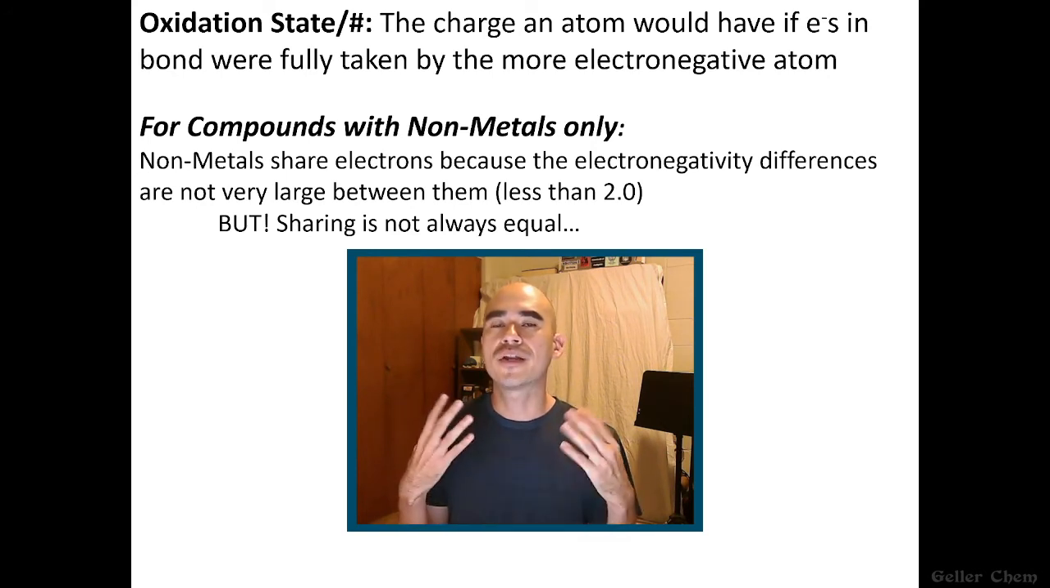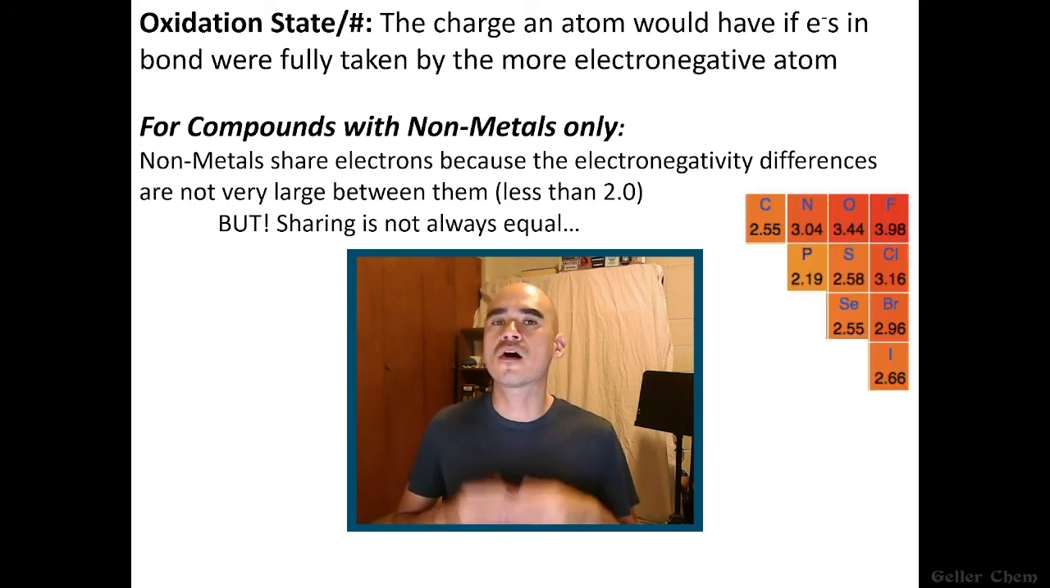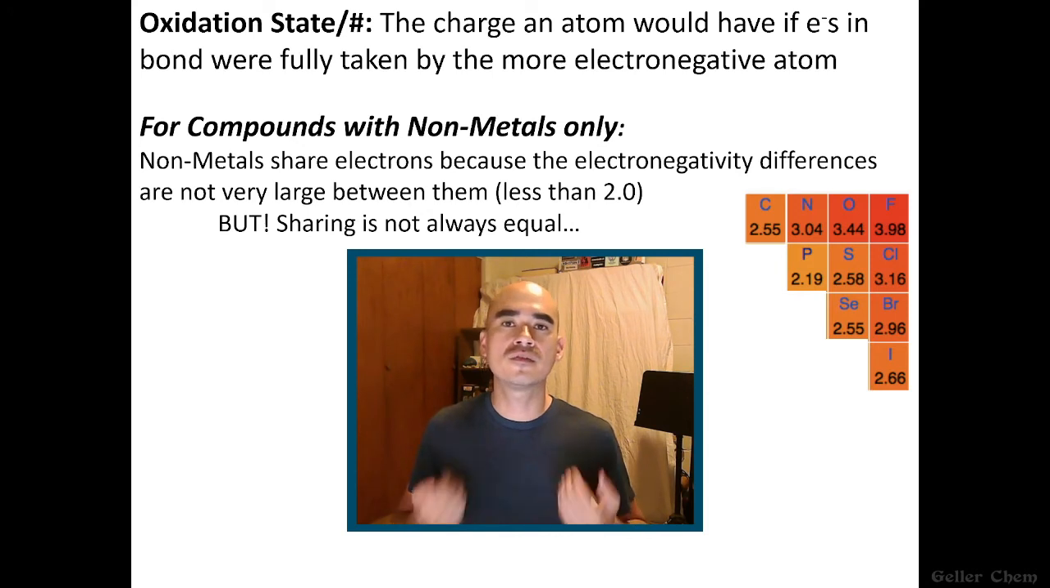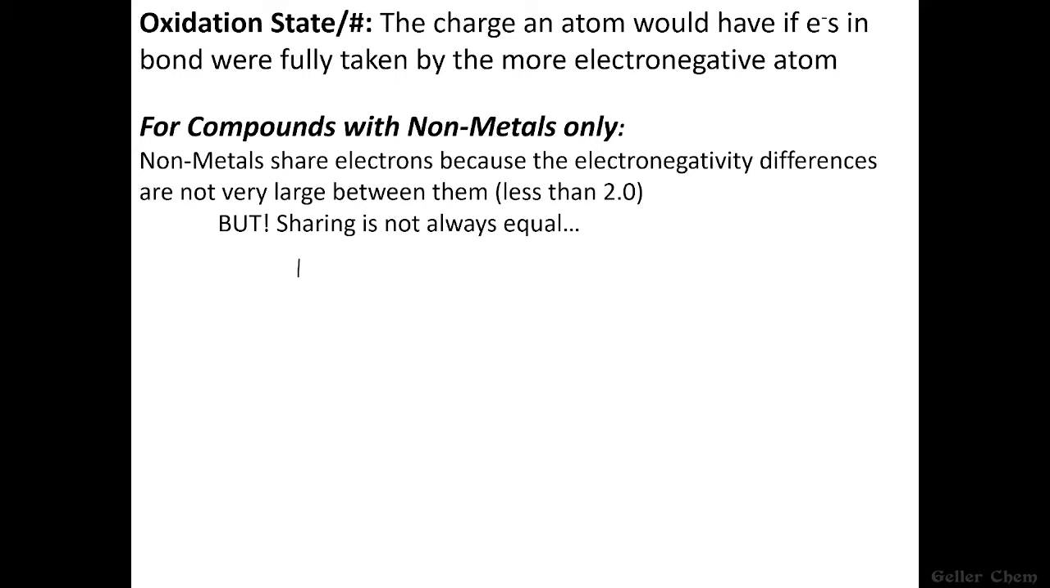You see, when nonmetals get together, they share their electrons in the bonds because their electronegativity differences aren't that large. But we do know that sharing of these electrons is not always equal. And so let's see how that relates to this oxidation state concept. Let's say that I wanted to contrast H2O and F2O, and I want to figure out the oxidation states of every atom in each molecule.